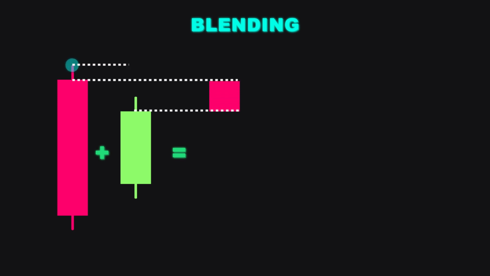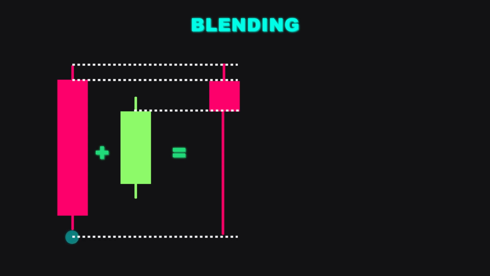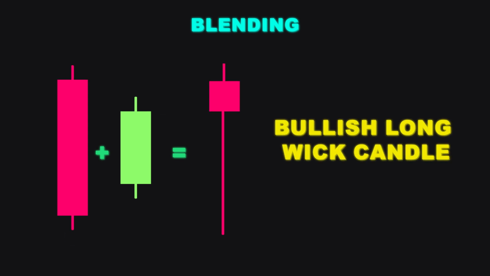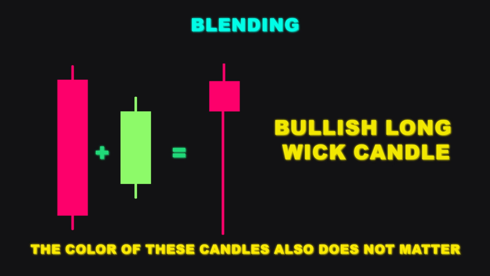Next, we measured the distance from the highest point in both candles to the body. Now we drew a lower wick from the lowest point of both candles to the body. So again, we have a bullish long wick candle. Only its color was green, and this one is red. But again, the color of the bullish long wick candle does not matter. All that matters is its long lower wick.